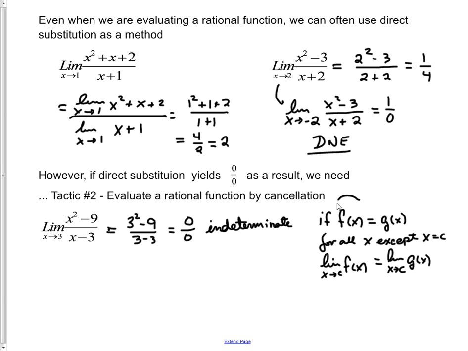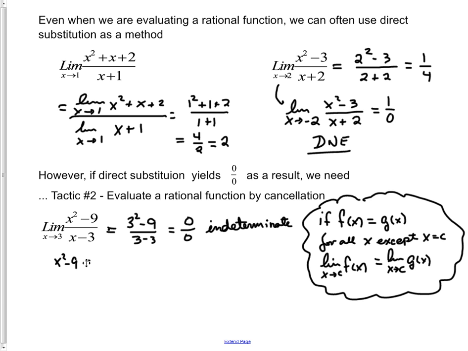And the reason for that is that it doesn't matter whether or not g of x or f of x is defined or undefined at x equals c. We're interested in the behavior near x equals c. So let's see if we can come up with an equivalent function. And we know that x squared minus 9 does factor as x plus 3 times x minus 3. And we're dividing that by x minus 3.